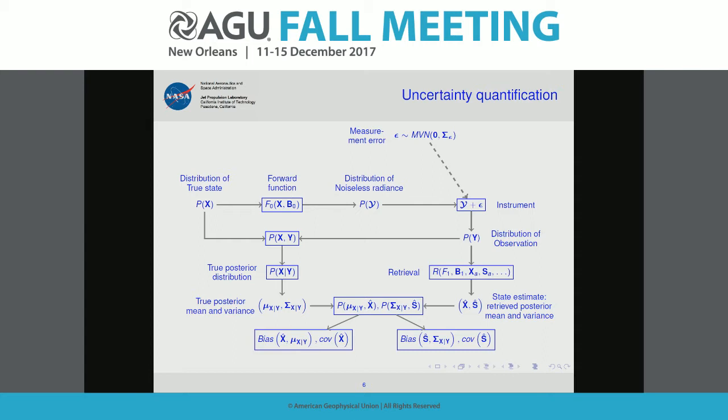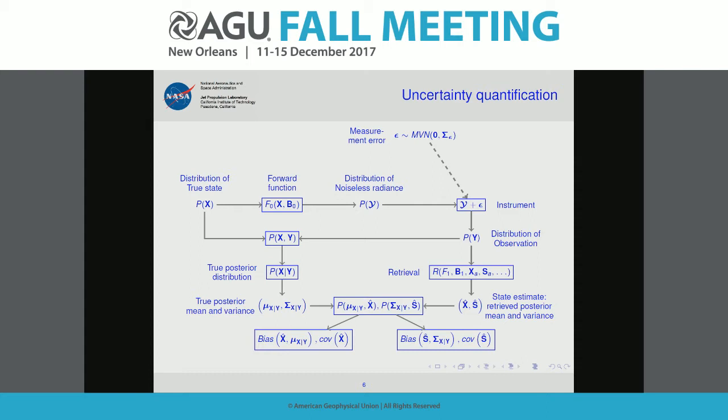Here's how I would define uncertainty quantification. If we knew the distribution of the true state, P of x over there on the left, and we knew nature's true forward function, F naught, and its associated parameters, B naught, then that would allow us to create an ensemble of observed radiances to which we might add measurement error that we supposedly know the statistical characteristics of from laboratory studies. And that would give us an ensemble or a distribution of observed radiance vectors y, which, if they're paired up with the true state vectors that gave rise to them, we then have a representation of the joint distribution of the true state and the radiances.